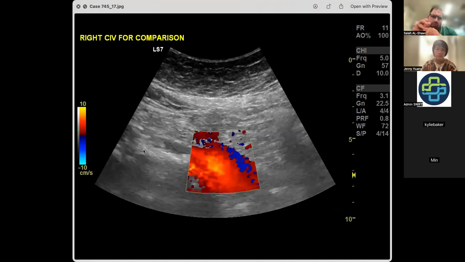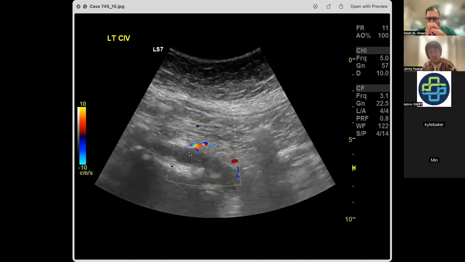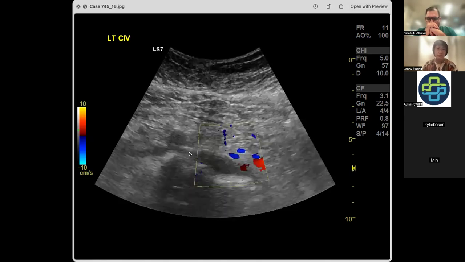But when we had a look on the right for comparison, with exactly the same settings, because I've dropped the scale down and cranked the gain up to try and see any flow, on the right we very easily see lots of colour flow. On the left, I couldn't see any at all. But it's difficult to be sure on that. So this lady had an isolated iliac vein thrombus. The other things to think of are, as somebody mentioned earlier, has she got a big mass in her abdomen that's compressing?